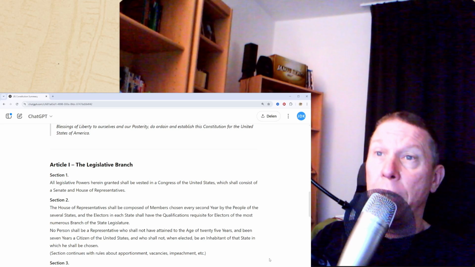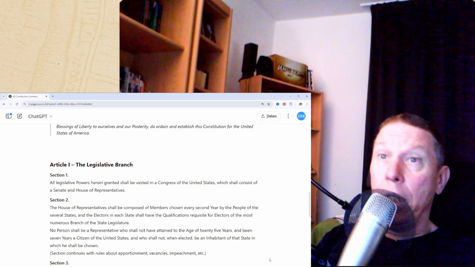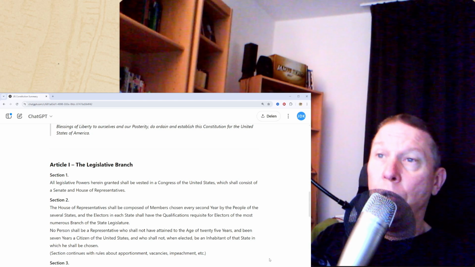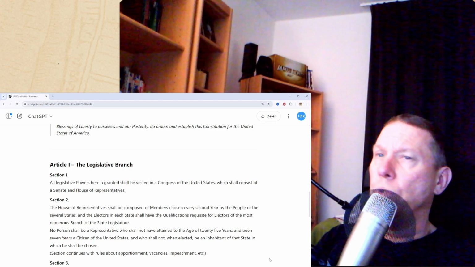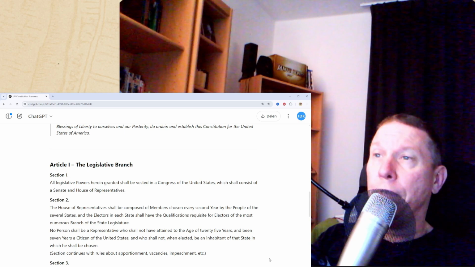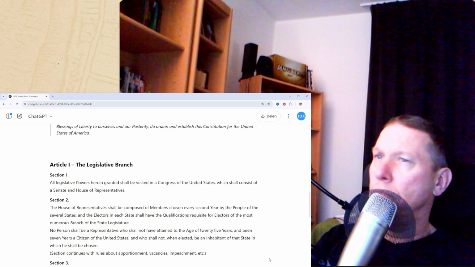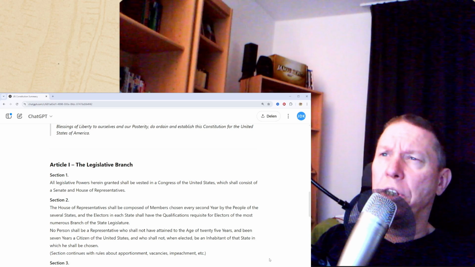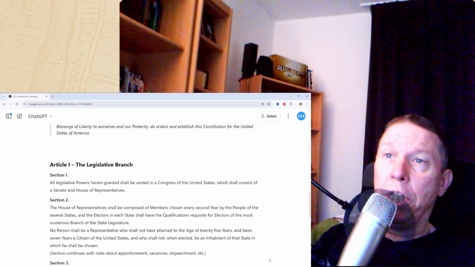No person shall be representative who shall not have attained the age of 25 and been 7 years a citizen of the United States, and who shall not, when elected, be an inhabitant of the state in which he shall be chosen. Okay, you need to be 25 at least, and 7 years in the United States, and who shall not, when elected, be an inhabitant of that state in which he shall be chosen.